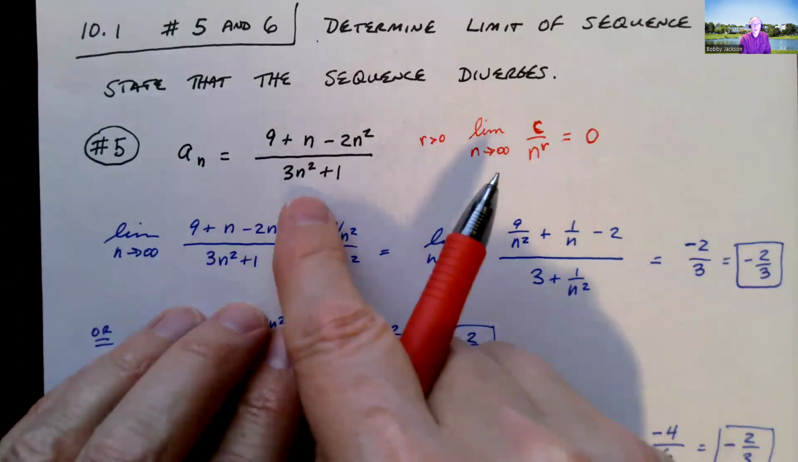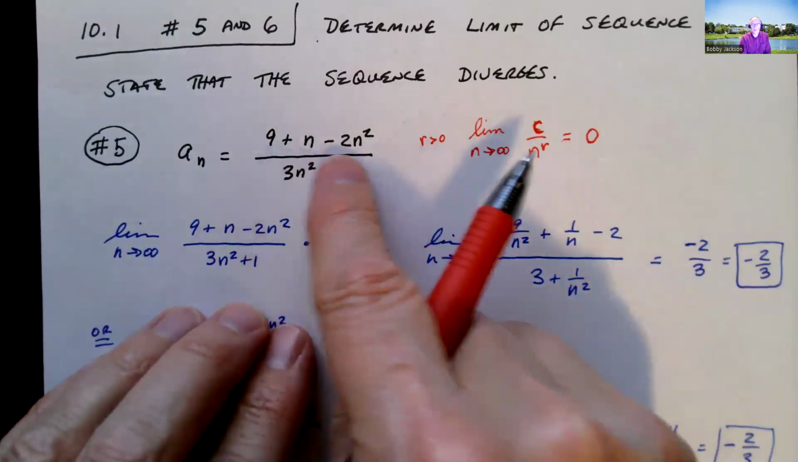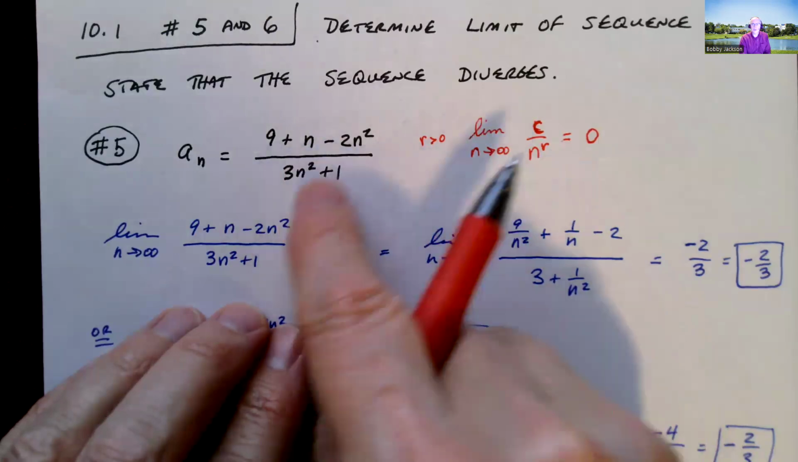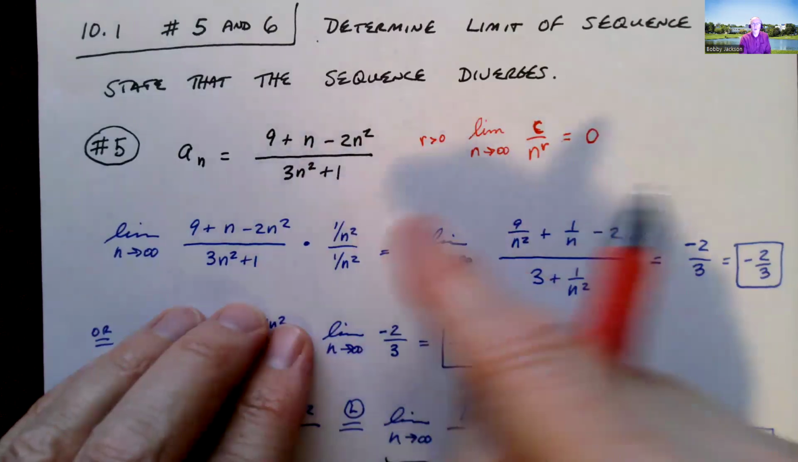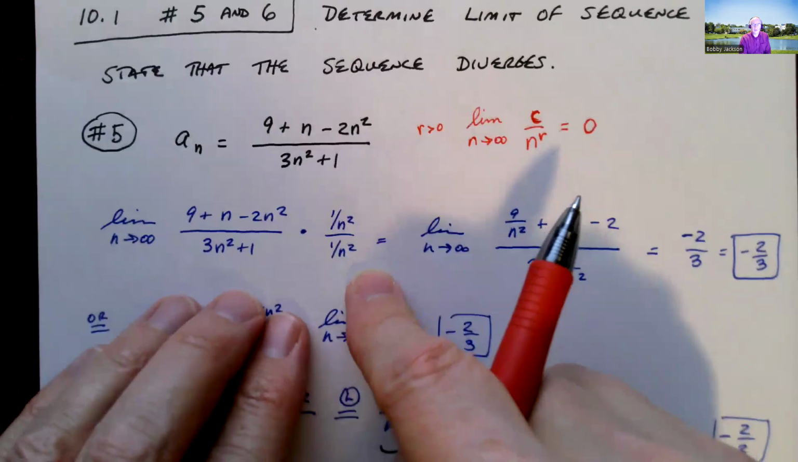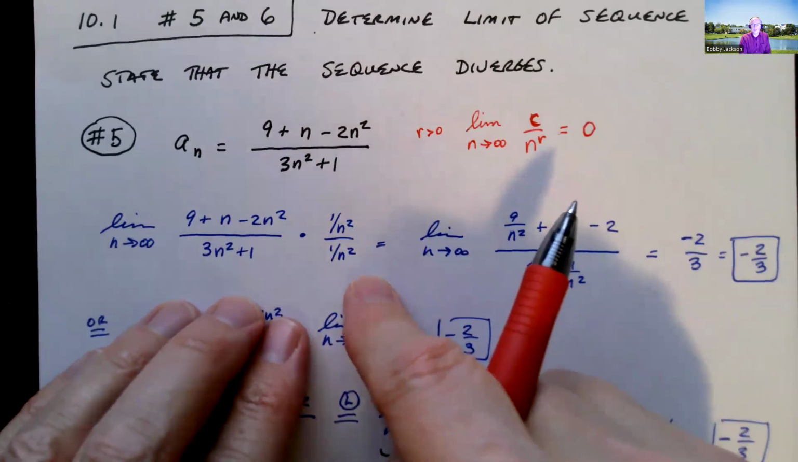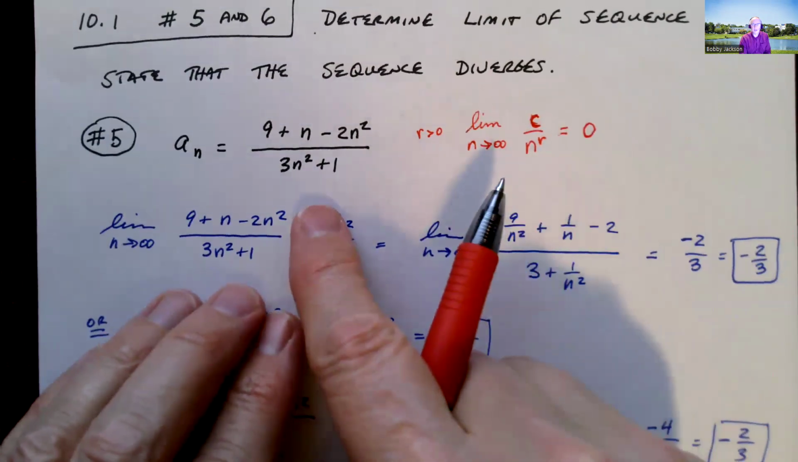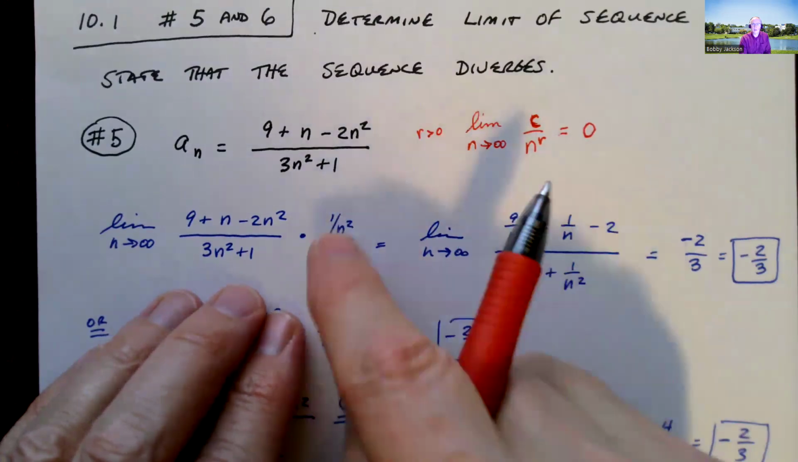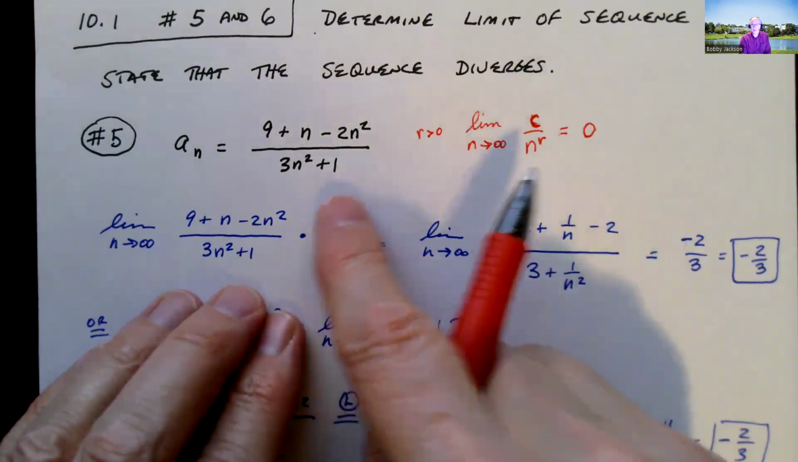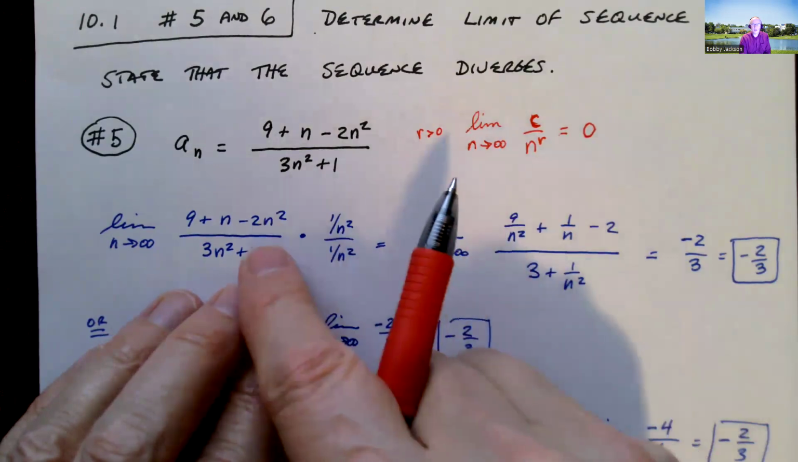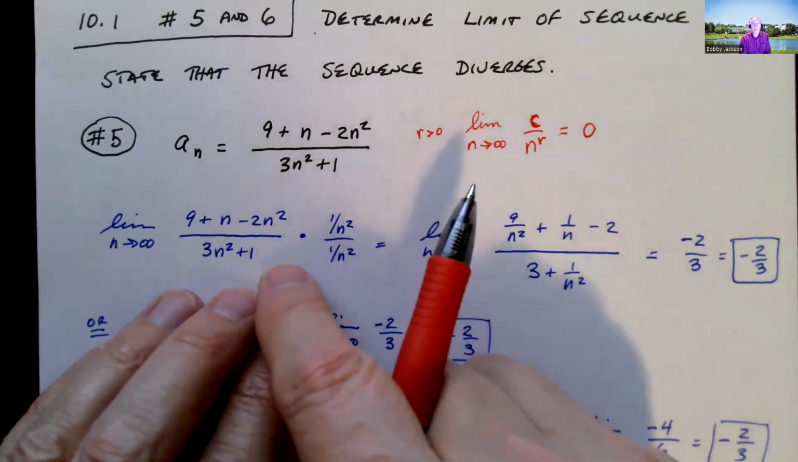We might create a function f of x, right, which is 9 plus x minus 2x squared, etc., and then do all the same limit laws and things that we were using when we were taking limits at infinity way back in first semester calculus. So I'm not going to change to the variable x. We'll treat this like a function.